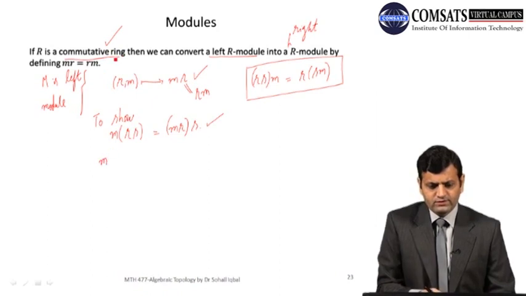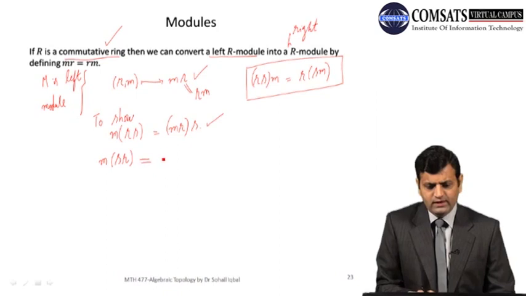So if this is a commutative ring, then R into S is equal to S into R. So I'm going to write it S into R. Okay, so by definition that we are defining this action M into R is equal to R into M. So basically this is equal to S into R into M. And using this property, because M is a left module, I can write it down as S into (R into M).